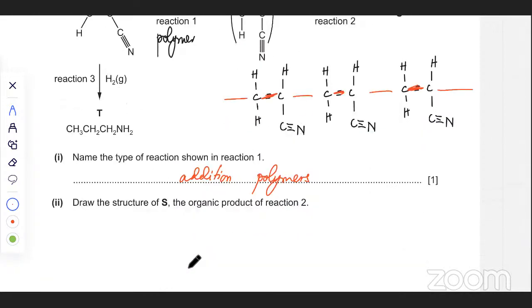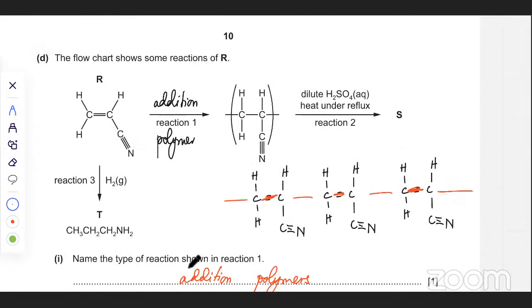Now draw the structure S of the organic product of reaction number two. So what is reaction number two? That's dilute acid and reflux. Now remember nitriles, this thing over here, specifically this thing.